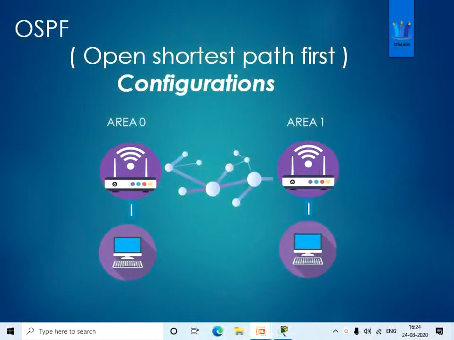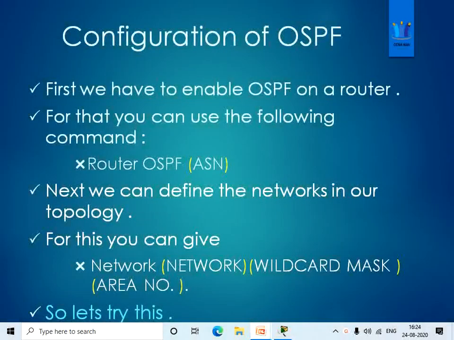Hello everyone, today we are going to discuss OSPF configurations. OSPF configuration is very easy. For that, first we have to enable OSPF on a router. You can use the following command, which is router OSPF and the ASN number. Next we can define the networks in our topology. For this you can give network, the network ID, the wildcard mask and the area number.